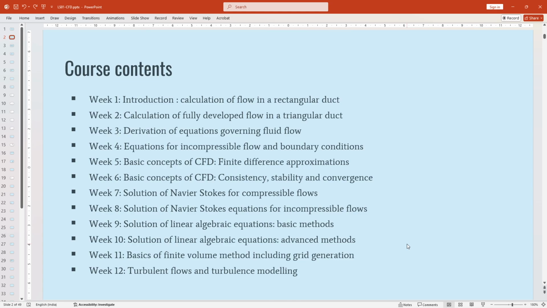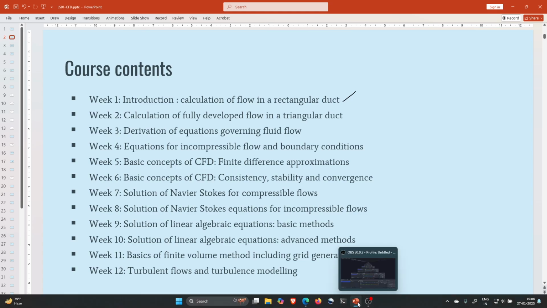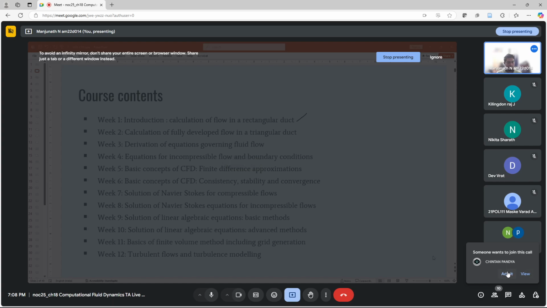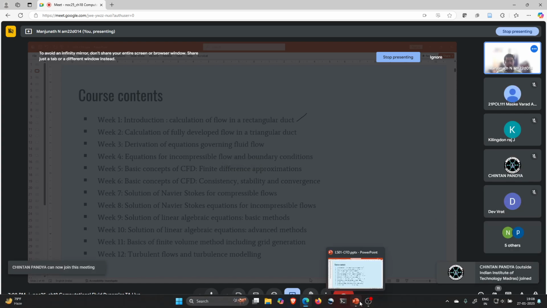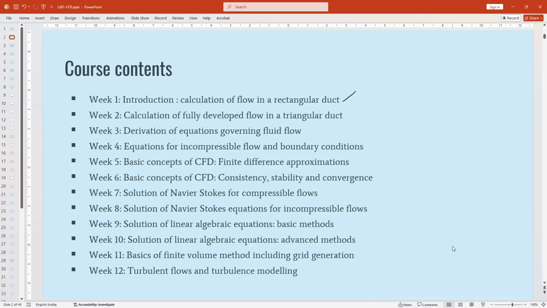So moving on to the course contents. This is the broad overview of the course contents. You may have already seen this on the NPTEL website's initial page itself. In the first week we have already started with how we can use CFD for the calculation of a flow through a rectangular duct. So the first 2 weeks in this course will discuss two example problems to give a broad overview of the subject.